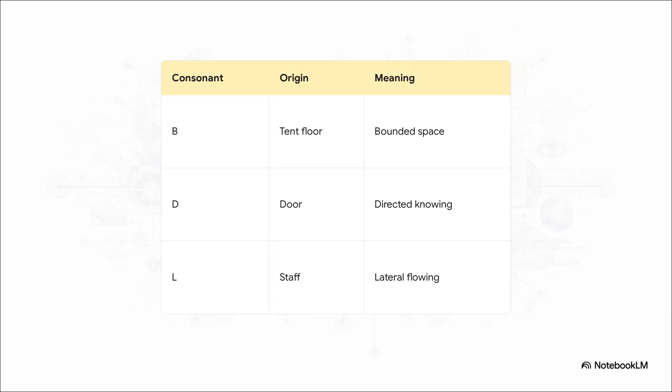Take the letter B, for example. You physically have to close your lips, build pressure, and release it. That physical action perfectly mirrors its hidden meaning, a bounded space, a container, or a body. Or the letter D, where your tongue hits the ridge of your mouth like a door. That encodes directed knowing through a threshold. And then you've got L with its lateral tongue flow, secretly encoding lateral flowing, or teaching and love. Basically, every single letter you speak is revealing an ancient embedded secret through the actual physical geometry of your mouth.